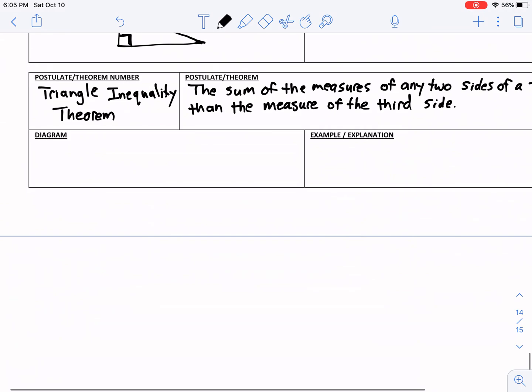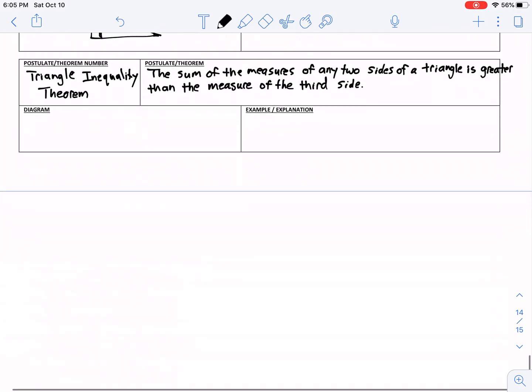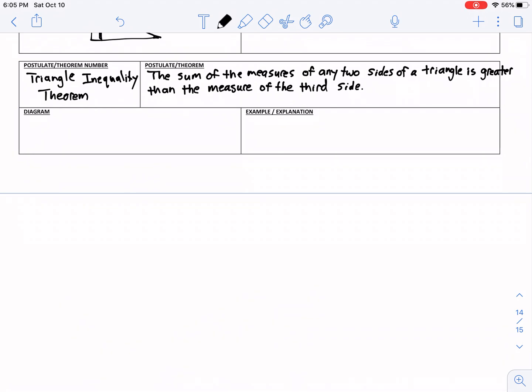Then the triangle inequality theorem. This guy's going to show up as well, and it says the sum of the measures of any two sides of the triangle, so you pick any two sides of the triangle, if you add those sides together, it will always be bigger than the third side.